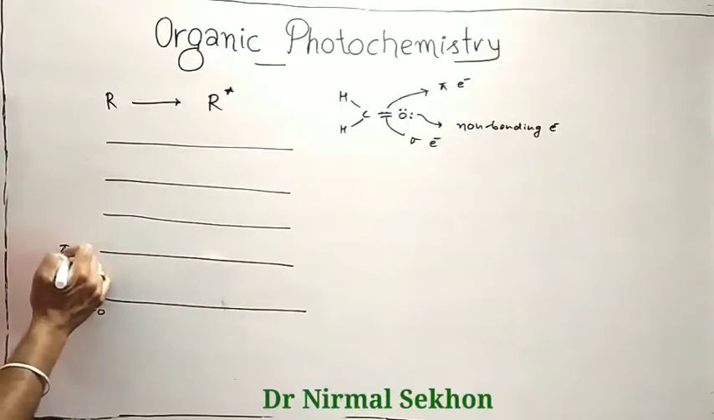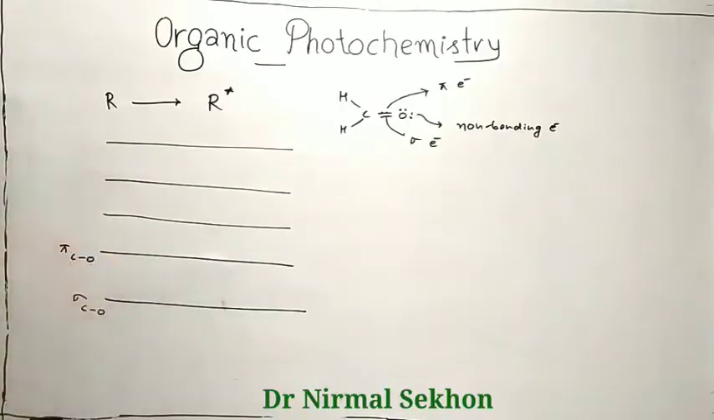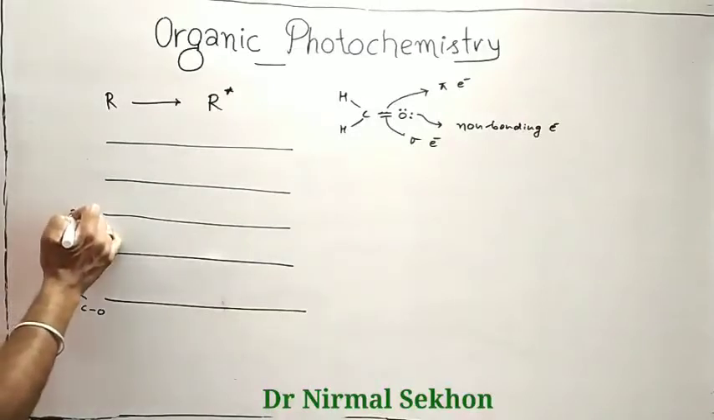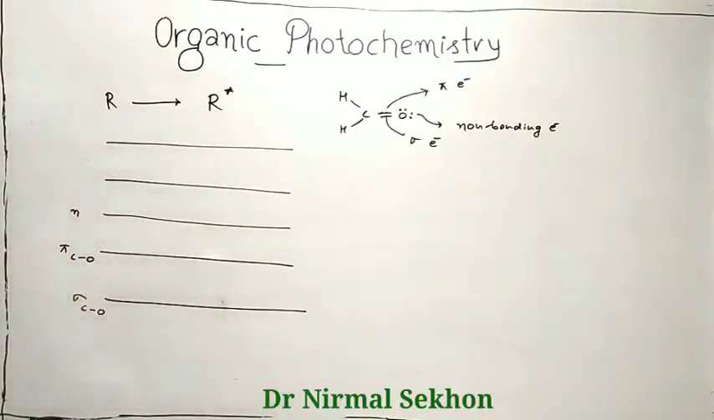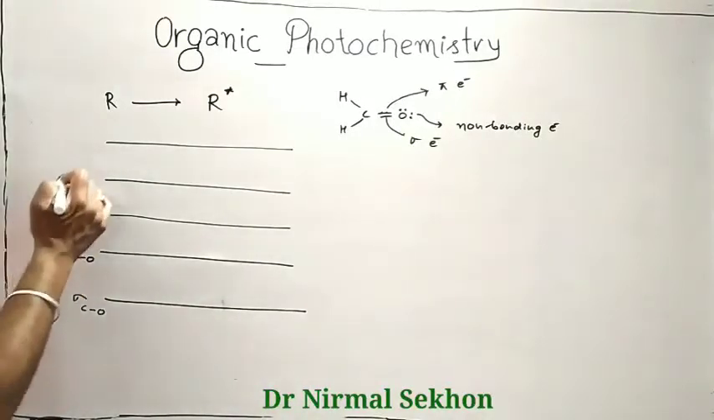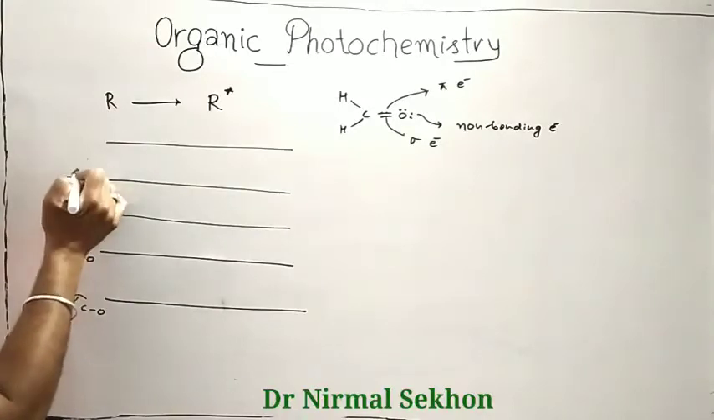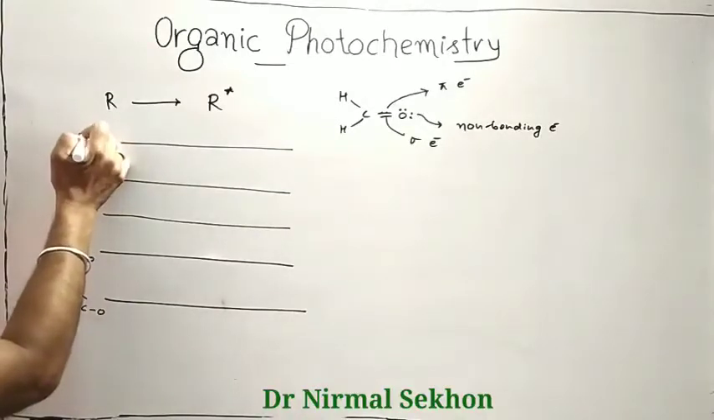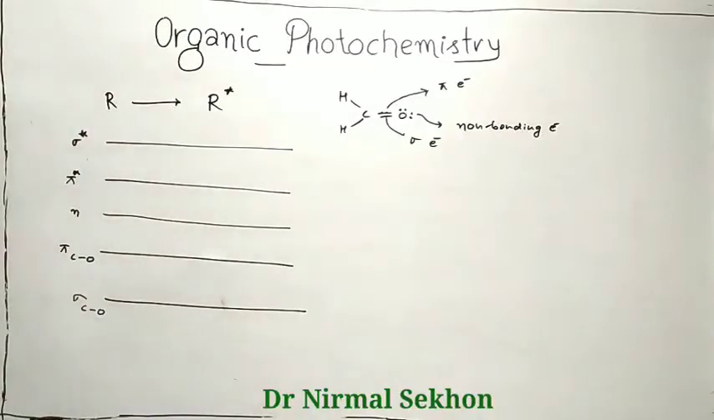This is the pi level of C and O. It represents the pi electrons. This is the non-bonding level, represented as N. This is your pi star, anti-bonding, and this is your sigma star. So these are the energy levels for this simple model molecule, formaldehyde.